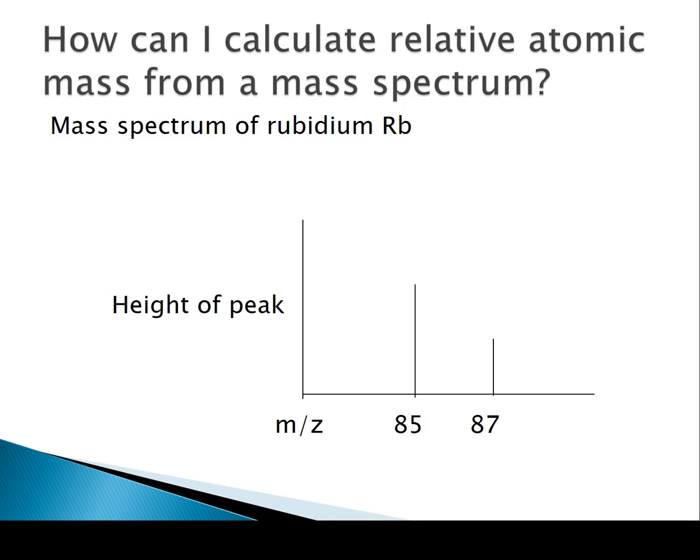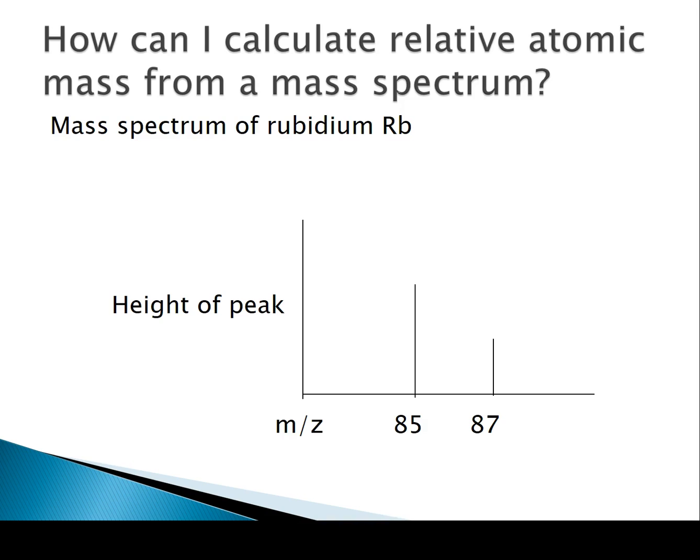Now you probably remember from IB Chem 1, the formula for calculating the average atomic mass for an element is the mass of the first isotope times its decimal percentage, plus the mass of the second isotope times its decimal percentage, plus and so on for however many isotopes you have. So here is a mass spectrum of rubidium. If you look at that mass spectrum, you see that rubidium has two isotopes, one with a mass of 85 and one with a mass of 87.